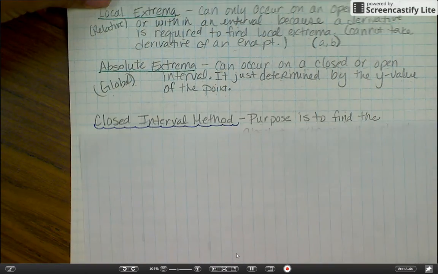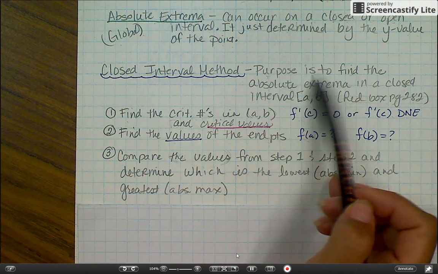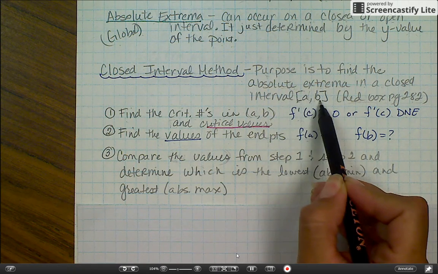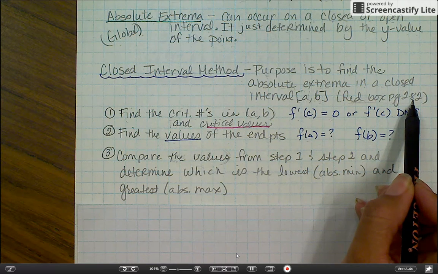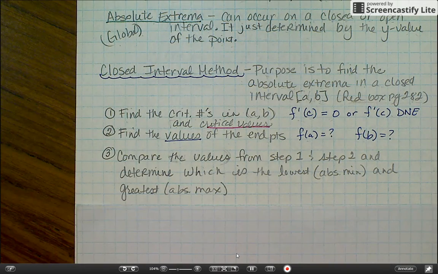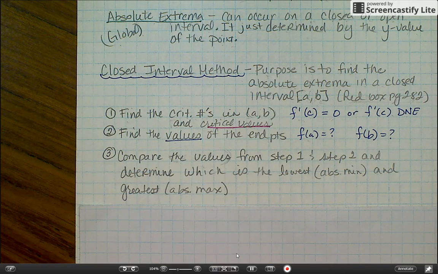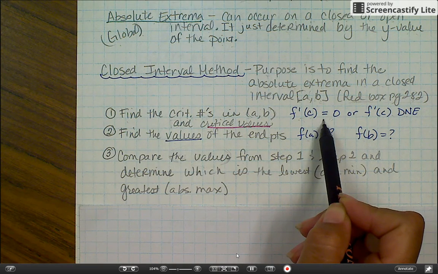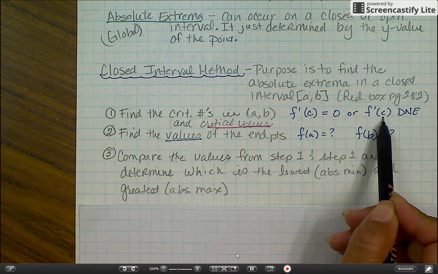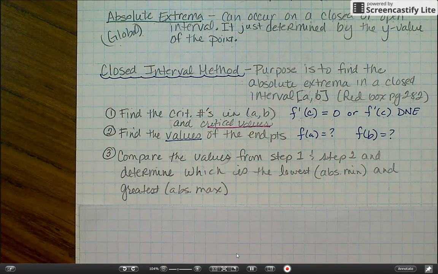So there's something called the closed interval method. Its purpose is to find the absolute extrema in a closed interval of A to B. You can find this information in a red box on page 282. The first step is to find your critical numbers in the open interval AB. How you do that is you take your derivative, set it equal to 0, and find what x value would make it 0. Or take your derivative and see if it does not exist, and at the x value where it does not exist, that would be a critical number.